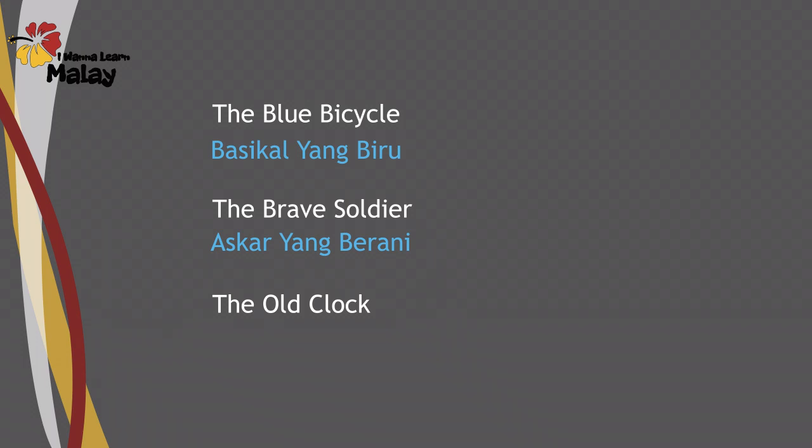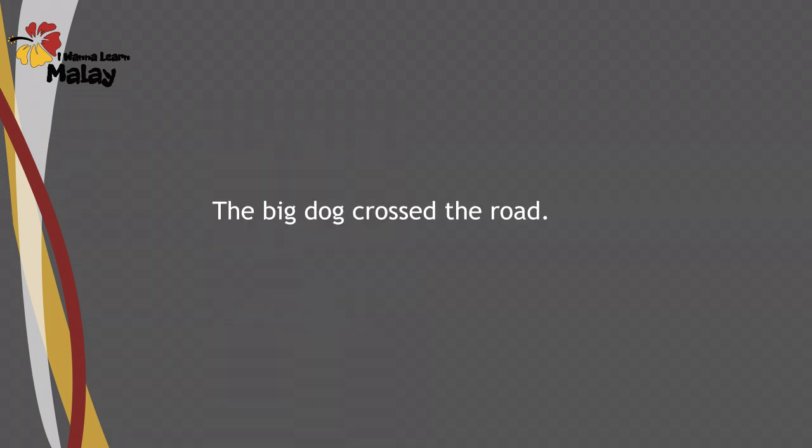What about the old clock? Jam yang lama. So how would you say the big dog crossed the road? A dog in Malay is anjing. To cross is lintas. And a road or street is jalan. So the subject here is the big dog. In Malay that would be anjing besar tu.